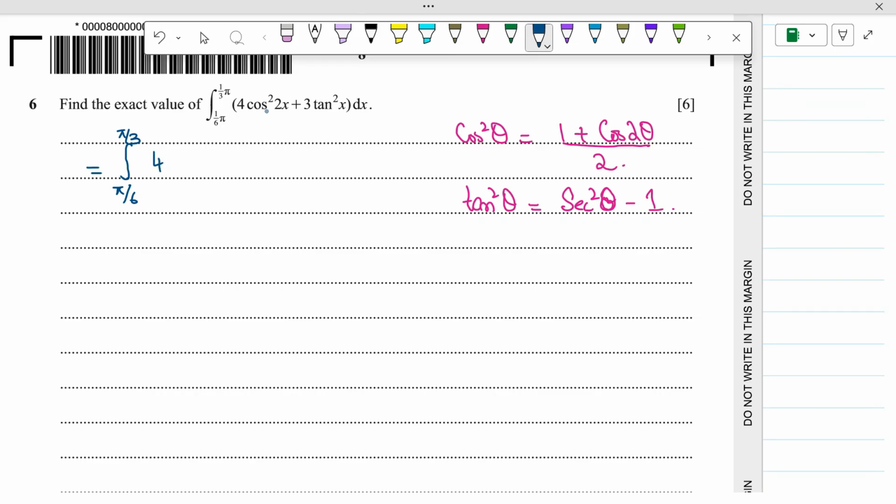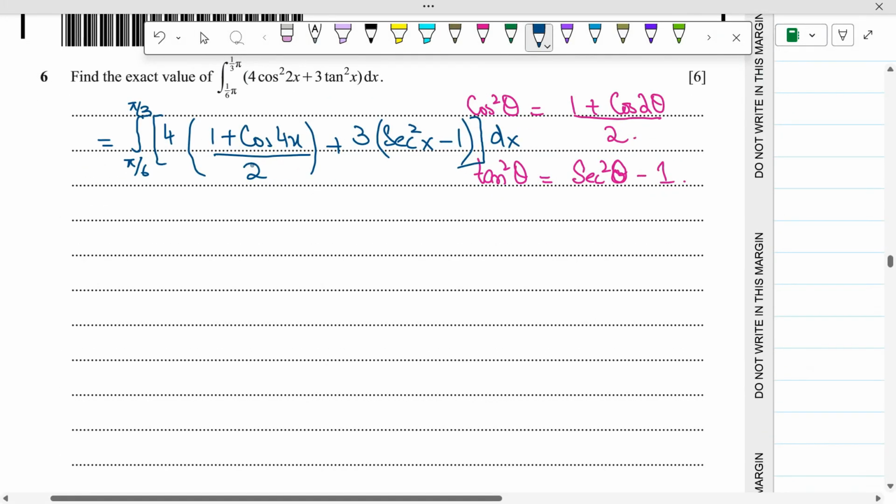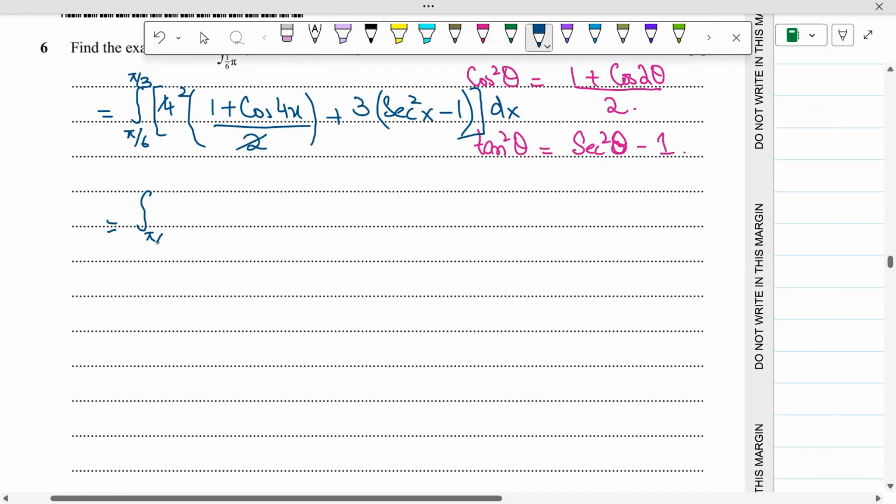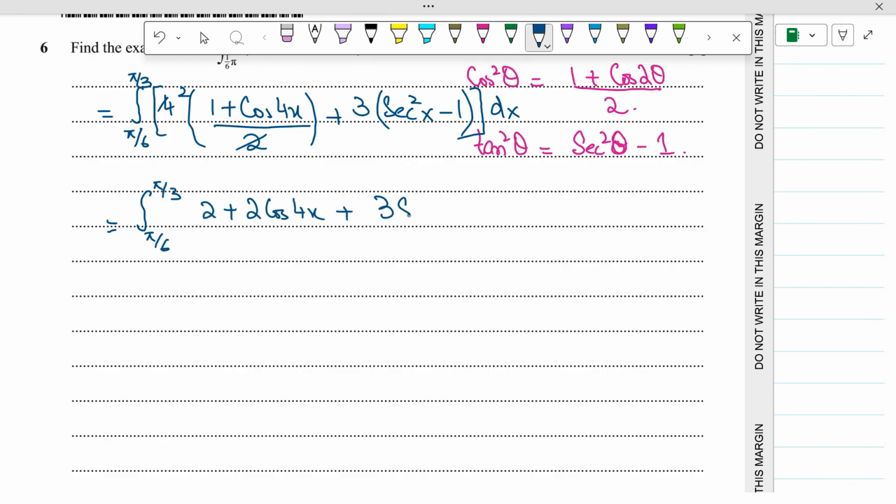4 cos squared of 2x can be written as (1 plus cos of 4x) over 2, plus 3 tangent squared of x can be written as secant squared of x minus 1, and this is integrated with respect to dx. So further solving, we will have integration from pi by 6 to pi by 3 of 2 times 1 is 2, plus 2 cos of 4x plus 3 secant squared of x minus 3.